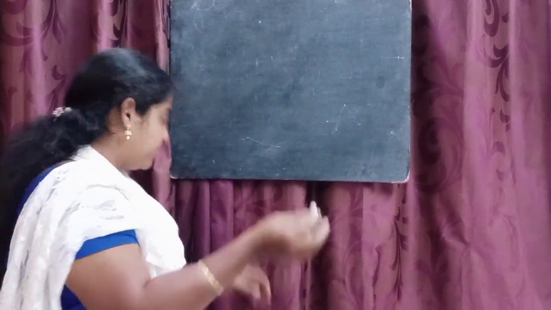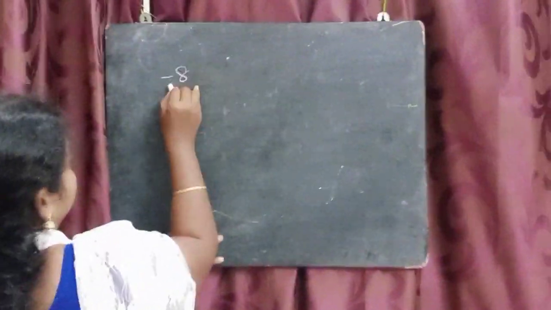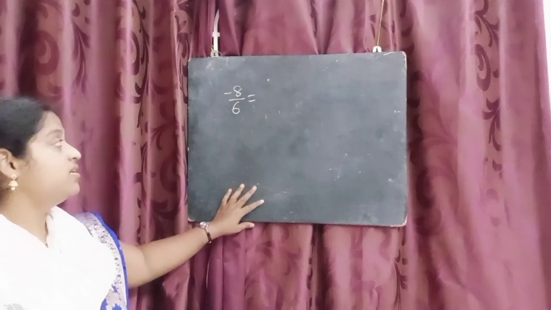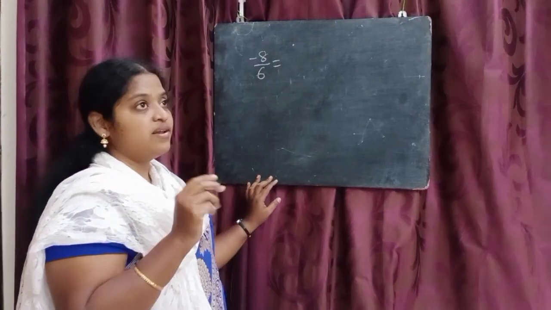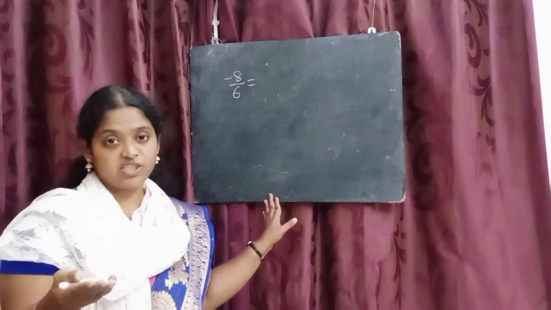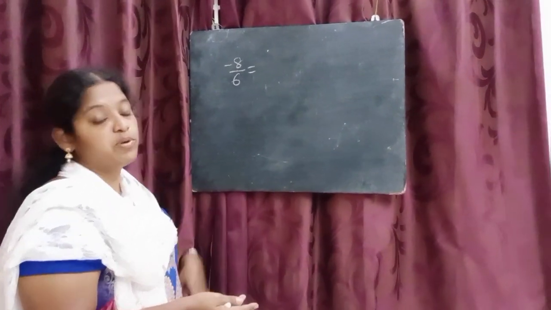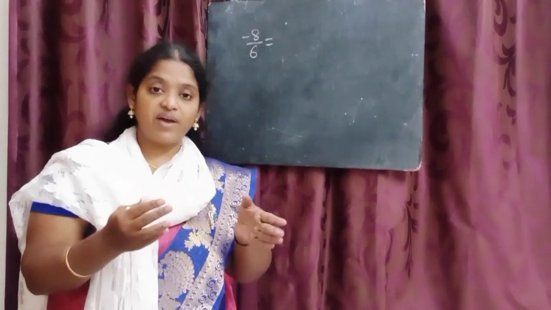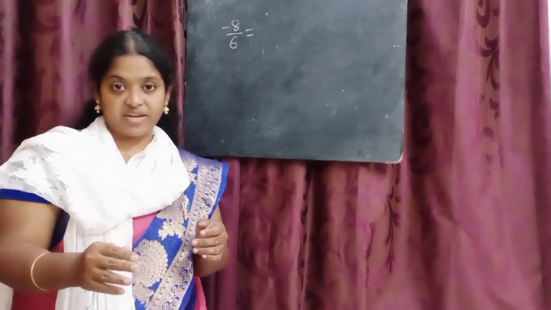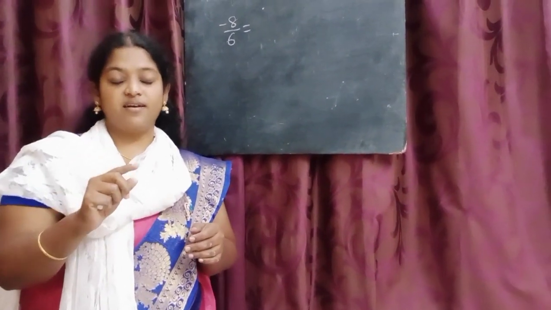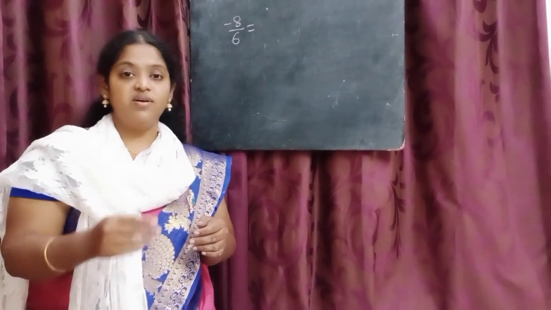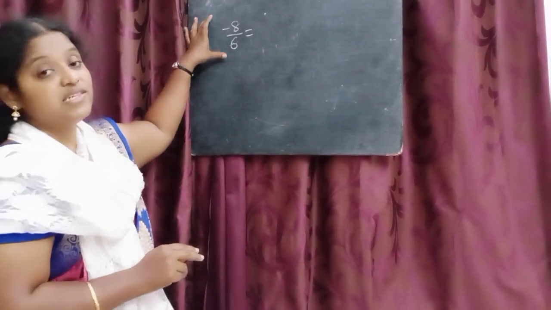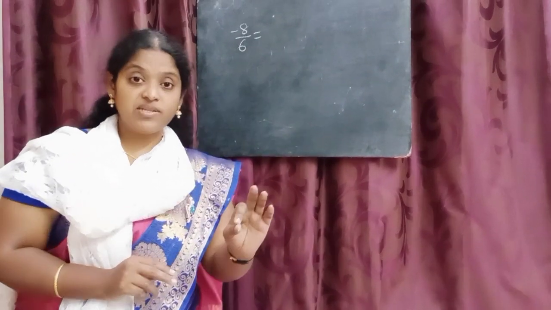See here, minus 8 by 6. Here there is a chance to do the cancellation, and so generally to write the equivalent fractions, what we will do? Just now we did one problem, correct? So equivalent fractions, I told you already, equivalent, equal value. To get the equal value of the fractions, what you should do? You should multiply the same number with the numerator and the denominator. So here also, but here it is not multiplication. Just remember this one carefully.